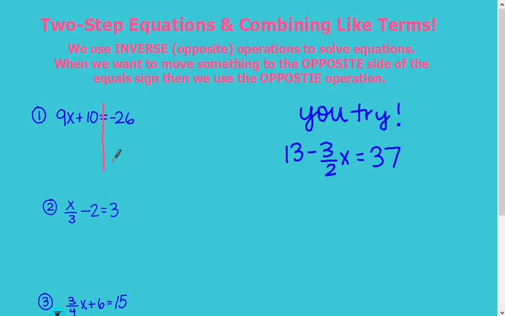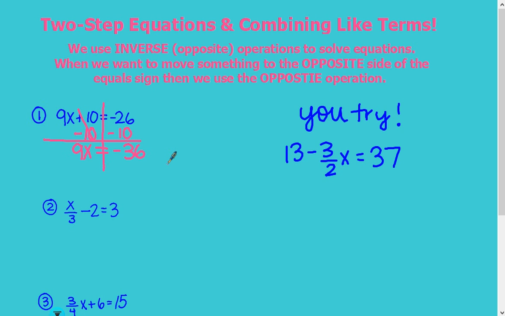I always tell my students to cover up your variable, whatever is attached to your variable, kind of ignore him first and think, who do we need to get away from the 9x? That would be the positive 10. So first thing I'm going to do to move this 10 across the equal sign is use opposite operations. The opposite of a positive 10 is a negative 10. My 9x is going to drop down. This becomes 0, and that equals negative 26 minus 10, which is negative 36.